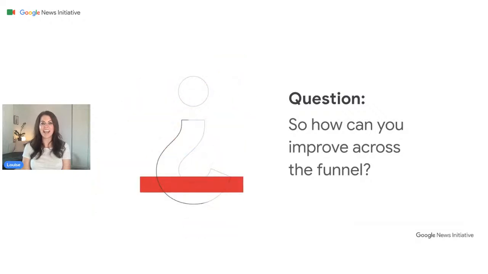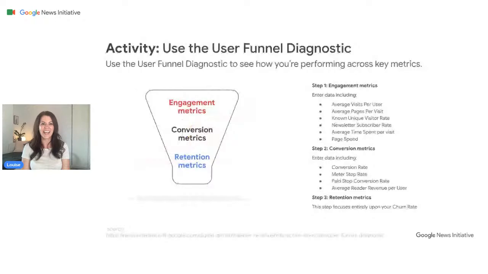So, big question for you then. How can you improve across the funnel? Well, a bit of activity for you then about how we can use the user funnel diagnostic. So we want to use this to see how you're performing across key metrics. Now we've actually taken a look at those key metrics and tactics to improve performance across the funnel. You can then use the user funnel diagnostics to track your news organization's performance and identify areas for improvement. So just a little note, none of that data that you input is going to be collected or stored, just for peace of mind there.